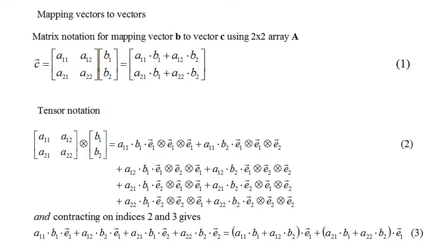Using matrices and tensors to map vectors to vectors. Line 1 shows the matrix notation for using the matrix A to map the vector B to the vector C.